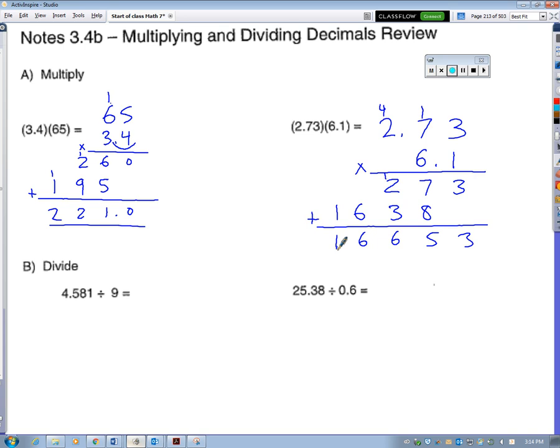Now, my decimals. I've got 3 decimal places to move. I've got 1 on the bottom, and 2 on top. So that's 1, 2, 3. So I start all the way on the right, behind the 3, and I move it 3 places over. 1, 2, 3. So my final answer is 16.653.